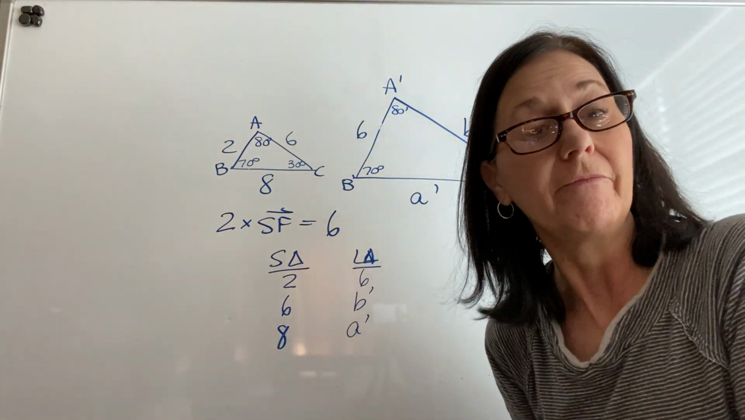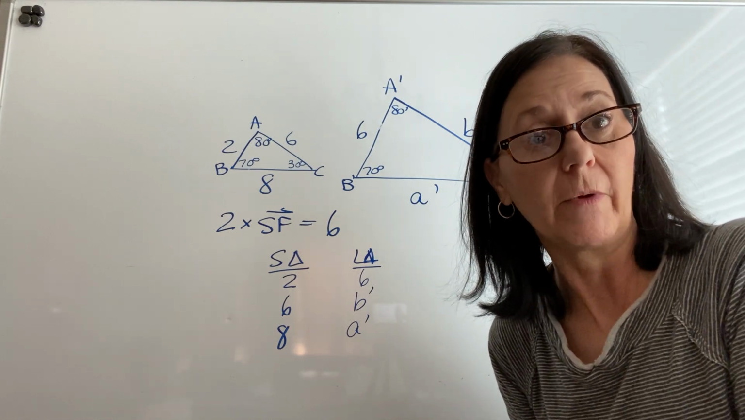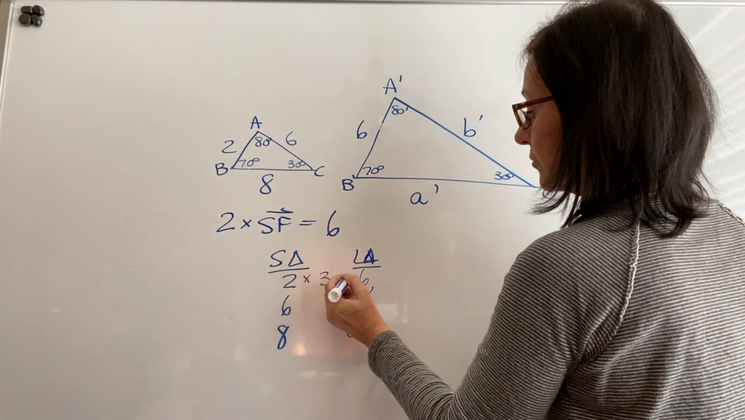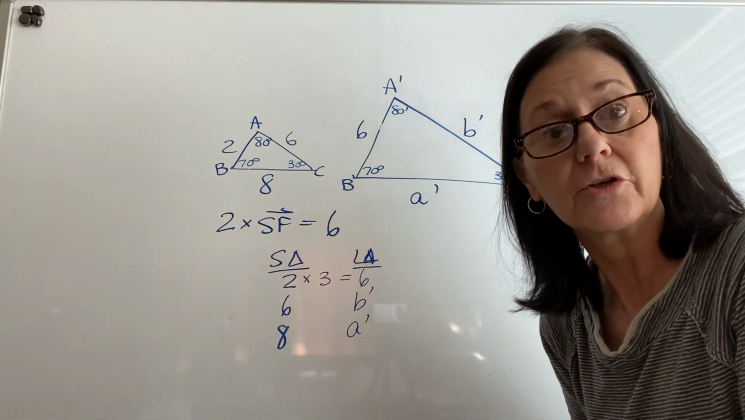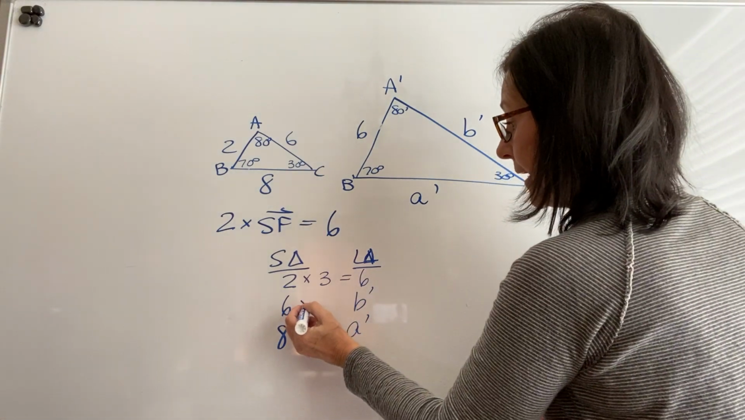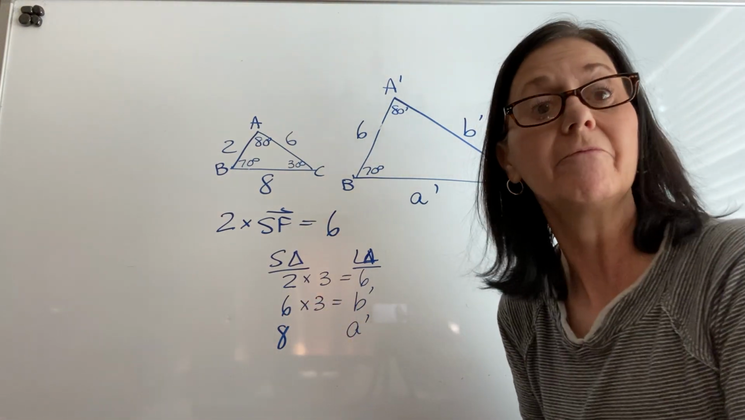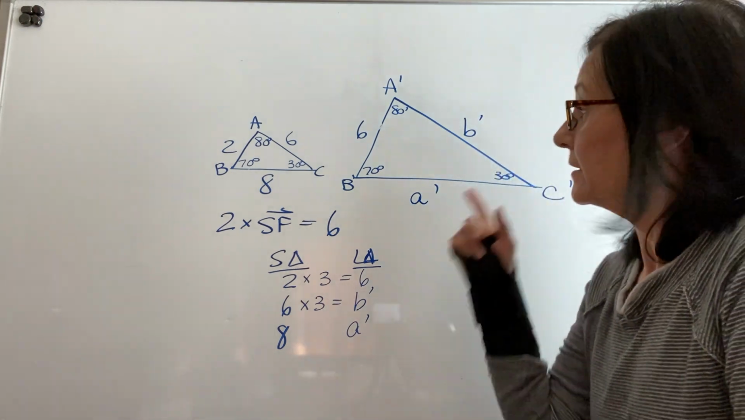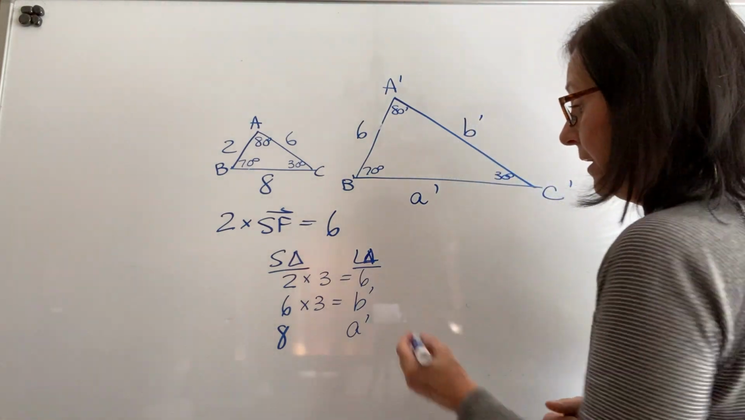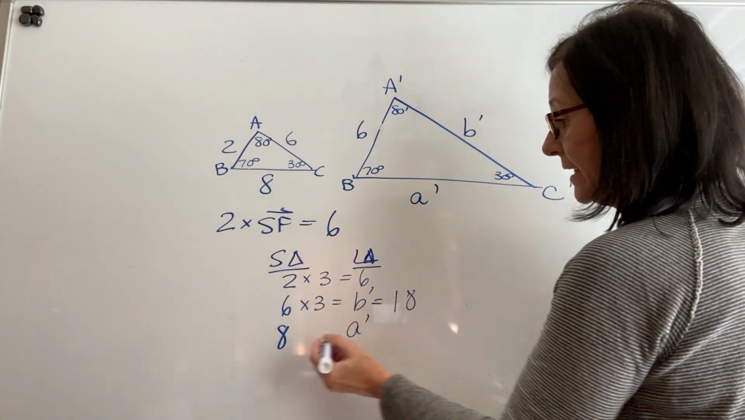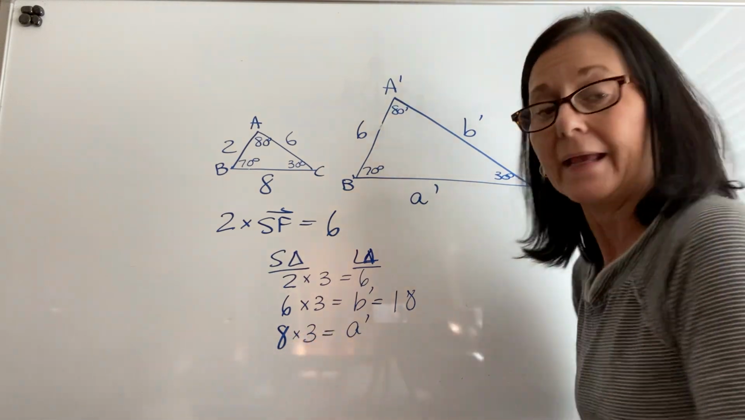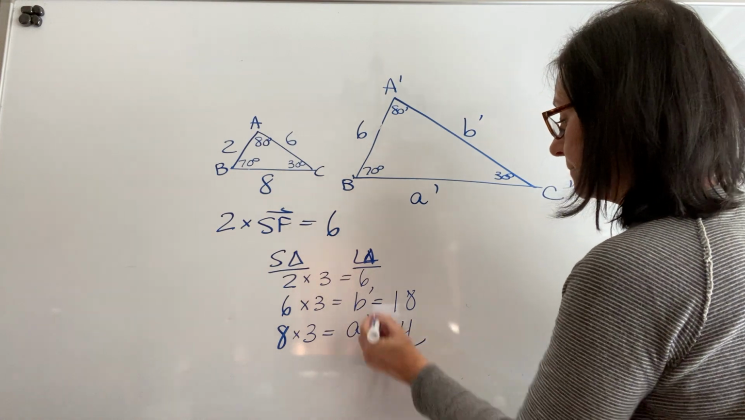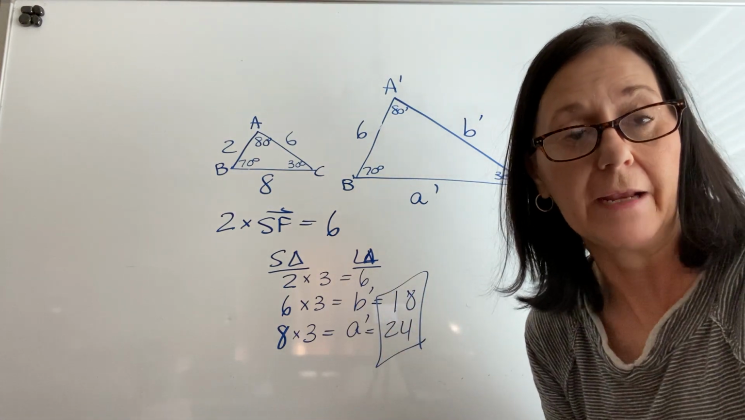Now, if I see an obvious scale factor, I'm going to work this two different ways. I know that if I multiply 2 by 3, I get 6, so 3 is my scale factor. So if I multiply 6 by that same scale factor, I get the length on my similar triangle. So the value of B prime is going to be 18. Also, I can multiply 8 by 3 to get my A prime value, and that would be 24. And I would have solved for B prime and A prime.